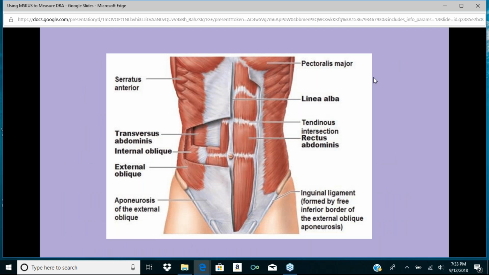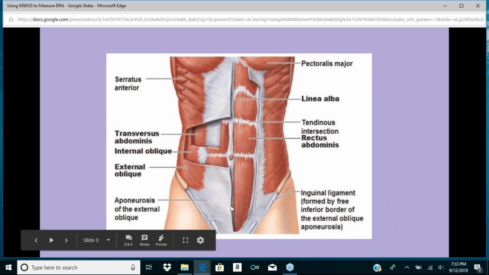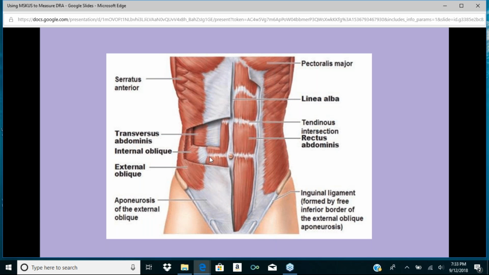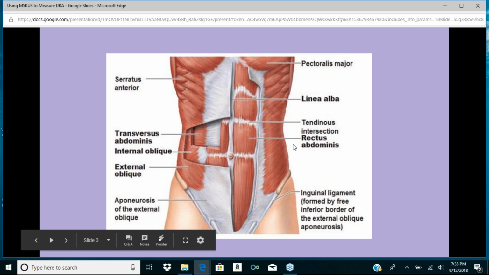So on the next screen, I have basic anatomy of the abdominal wall. Here is our rectus abdominis. We have our external oblique. We have our internal oblique. We have our transverse abdominal muscles. And along here, running from your xiphoid process all the way down to your pubic symphysis would be your linea alba.